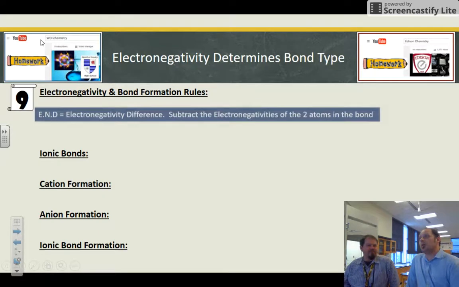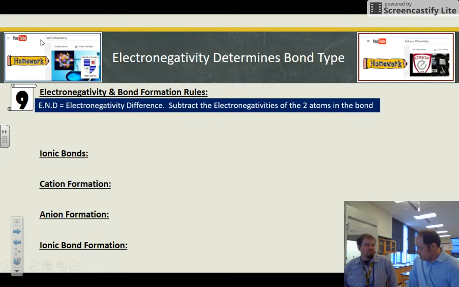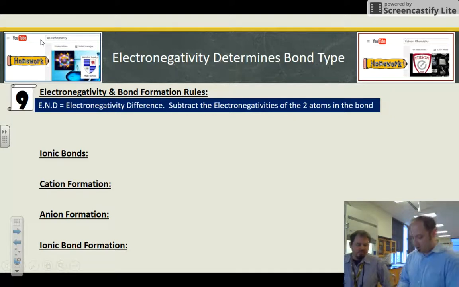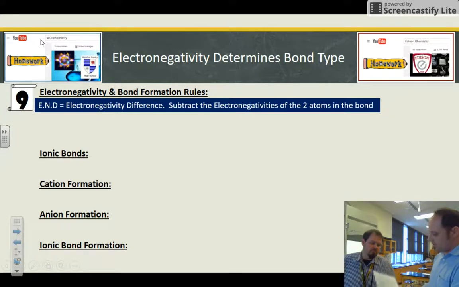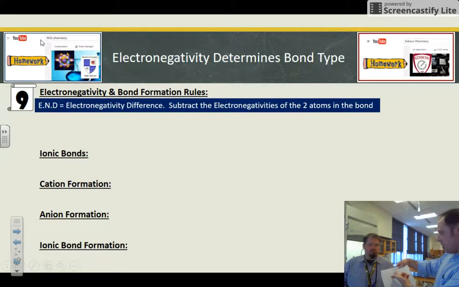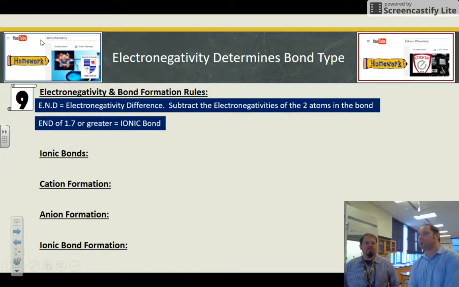So I'm basically just going to find the electronegativity difference, which is subtract the two. We got to look them up in Table S. Yep, they're all listed back here. Electronegativity is a number between 0 and 4. I'm going to take those two numbers and subtract them.